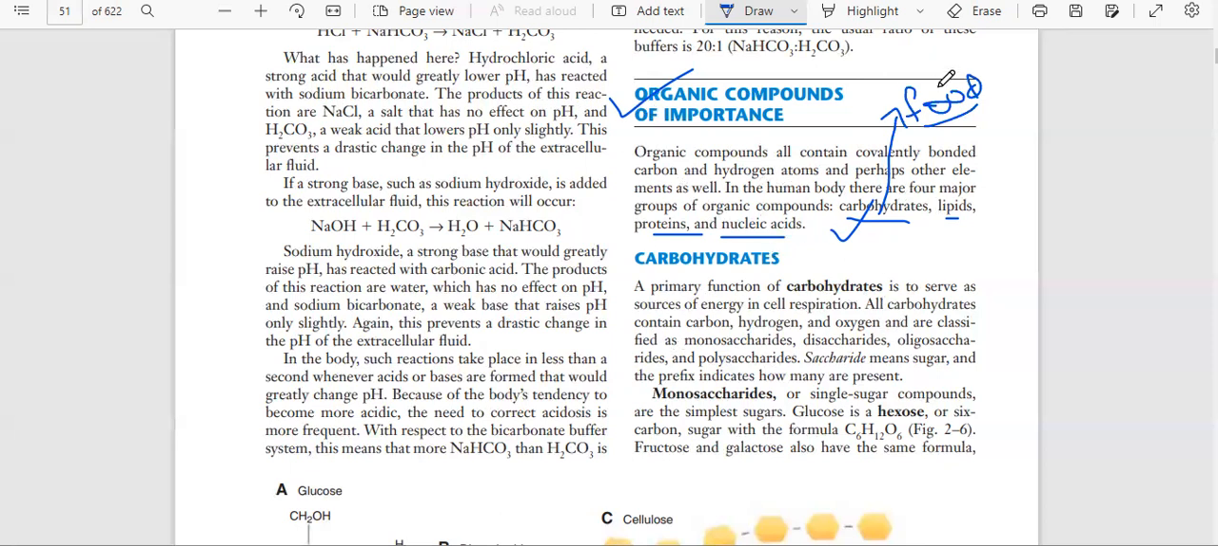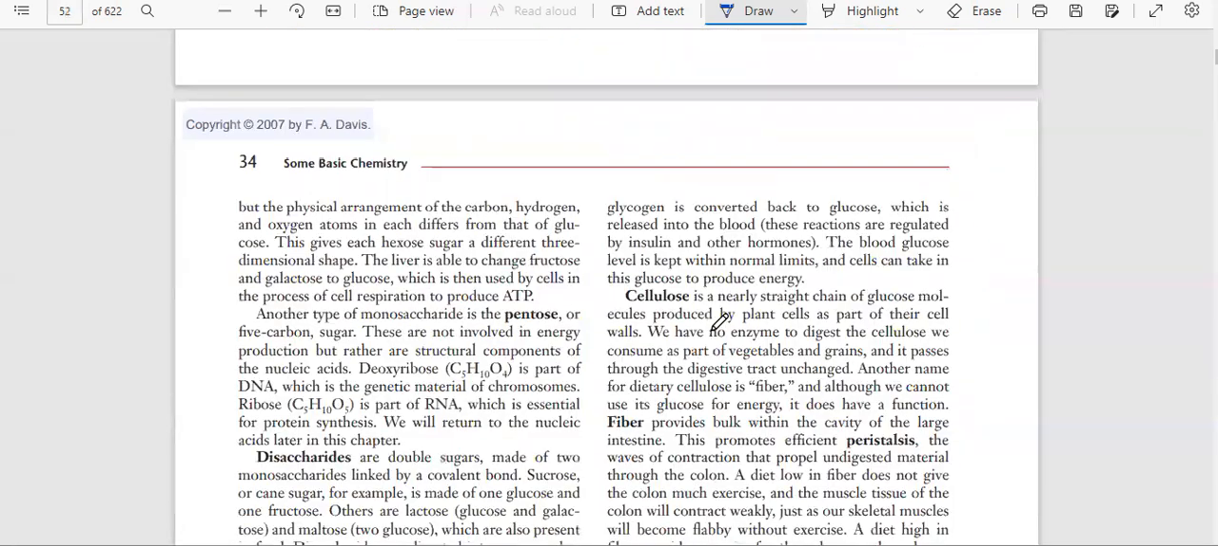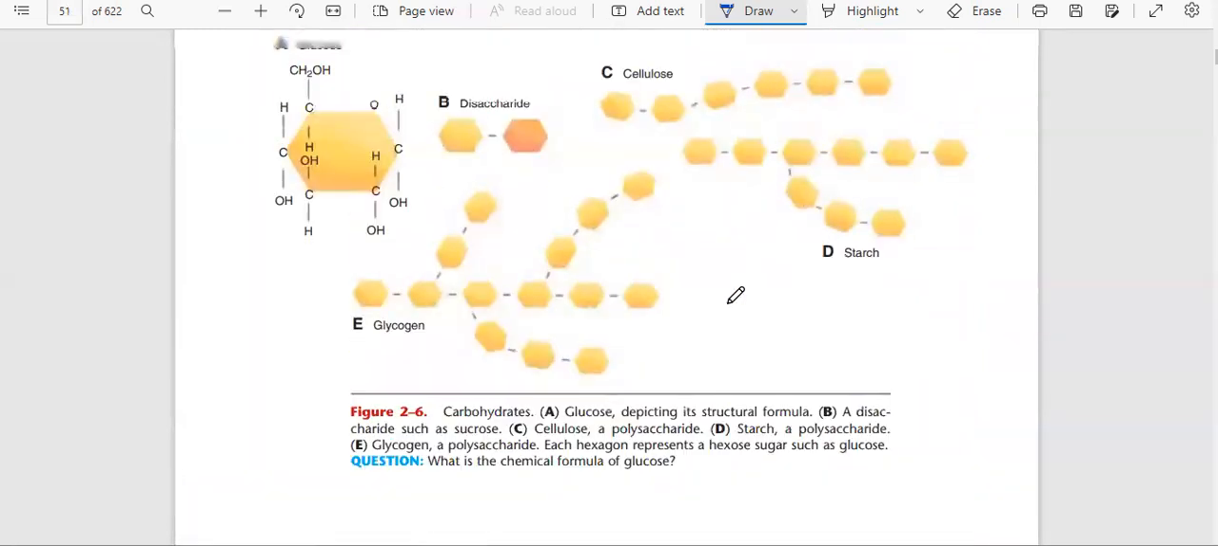As well, in organic compounds we have covalent bonds. What are those bonds? Carbon and hydrogen. Mostly carbon and hydrogen are present in every organic compound, but in some cases we have other elements also. So first we will talk about carbohydrates: what are carbohydrates, and how many types of carbohydrates are there? We will talk about that today.